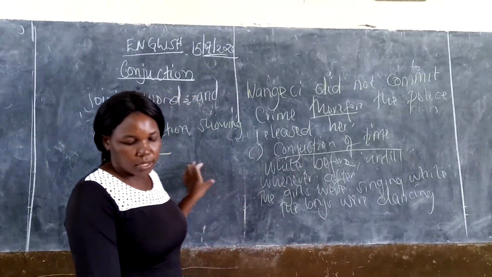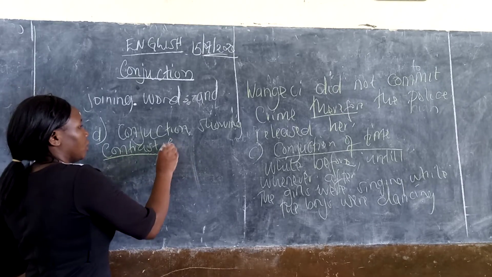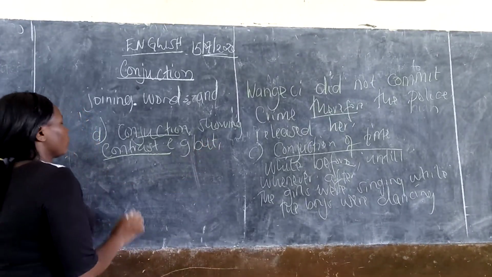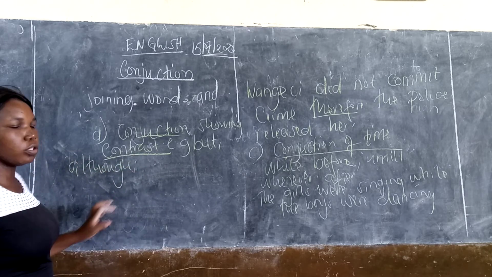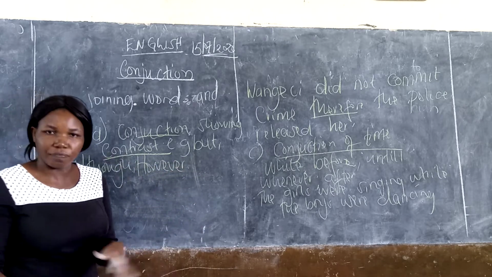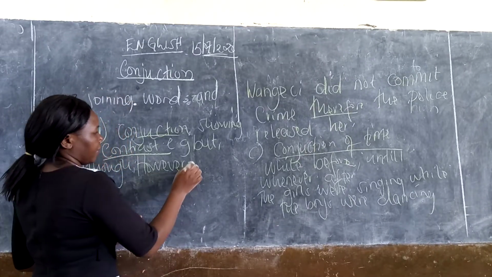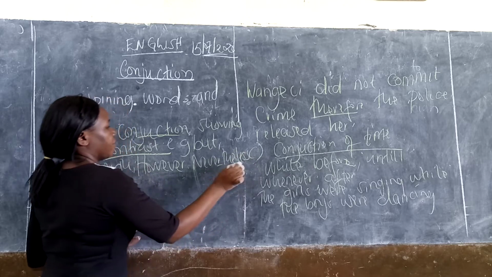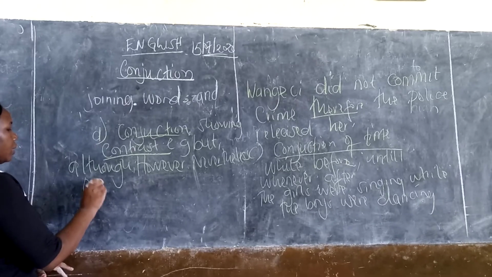So let us see the examples of this conjunction first. One, we have but. I've said but. We have although. We also have however. This gives contrast, different opinion. We also have nevertheless. We also have although, even though. Although I've already written even though.